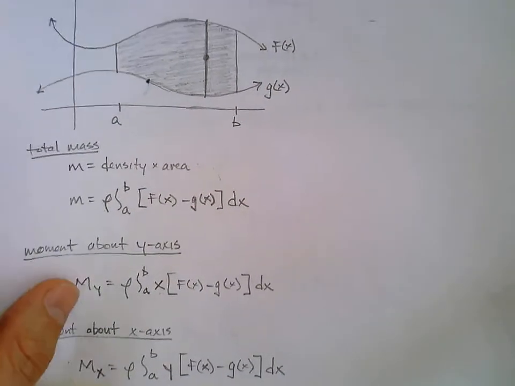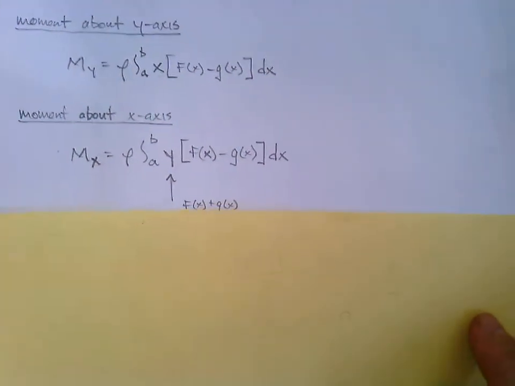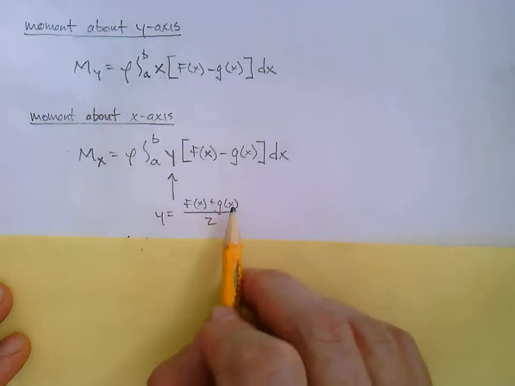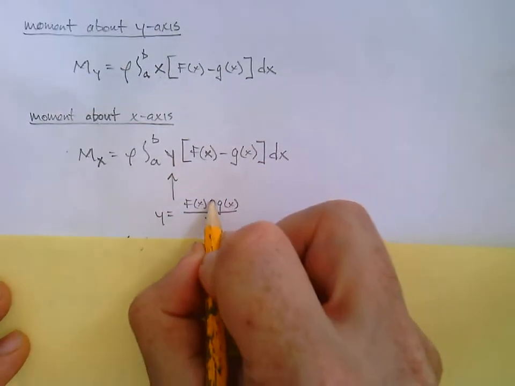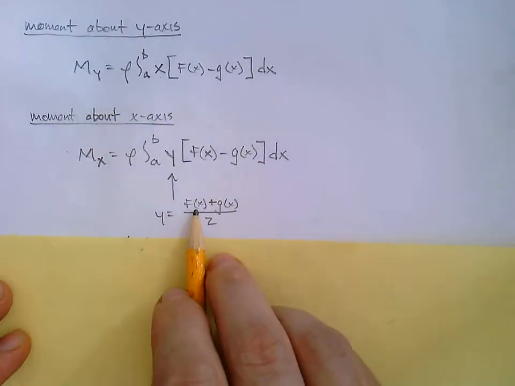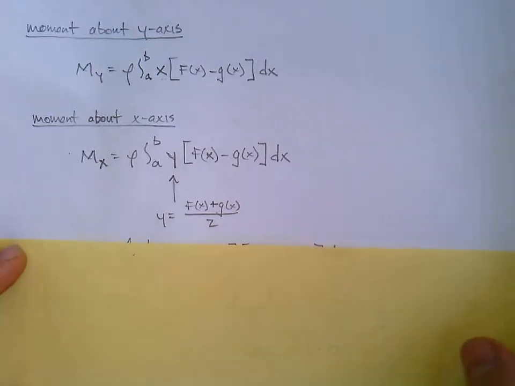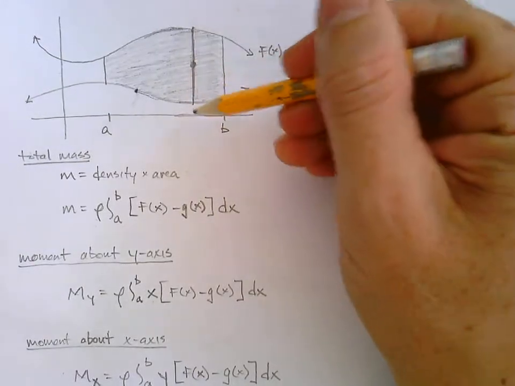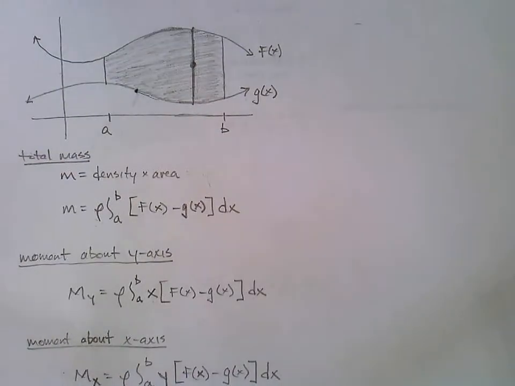So here's what we'll do. We'll think of y as the average of f and g: f of x plus g of x over 2. So wherever we're located, if I want to know where the middle is, take f, take g, and find the average right there in the center.